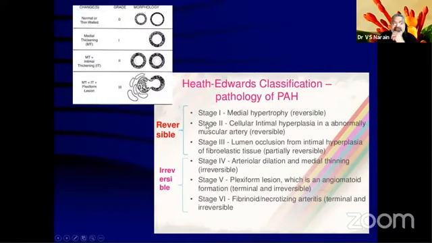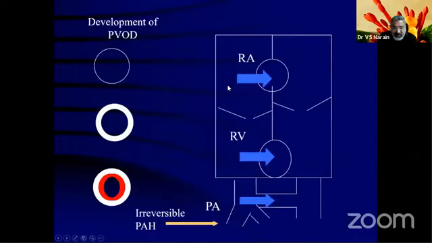So the first two stages are totally reversible. Stage 3, where you have intimal hyperplasia along with some fibroelastic tissue, is partially reversible on surgery and intervention. But once you have medial thinning, plexiform lesions and necrotizing arteritis, you're beyond repair and no kind of surgery is going to reverse it. So up to the 2 stages, totally reversible, third stage partially, and beyond that, not reversible. So one should be aware of the Heath-Edwards classification.